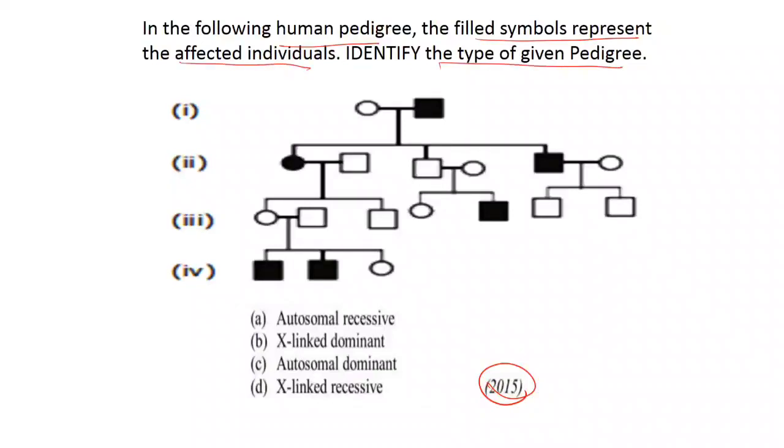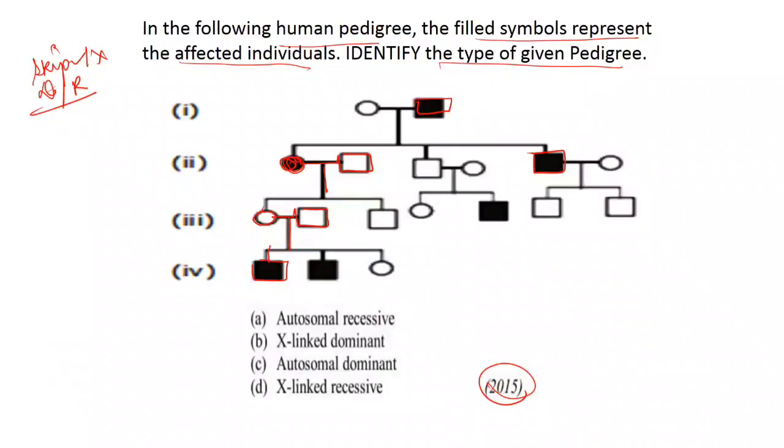So first of all, we will see whether skip of generation is occurring or not, to see whether the trait is dominant or recessive. In the first case, the father is affected. In the second case, the daughter is affected and the son is affected. In this, when the daughter is married with a male, their kids are not affected. But when this daughter is married with a male, then their son is affected.